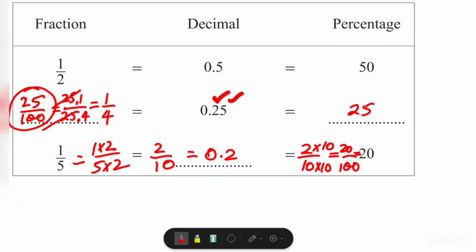But we know that its decimal form is 0.2. How can we convert? You can see from the start, 1 by 5 converted to 2 by 10, which means 0.2, and 2 by 10 can be converted to 20 by 100, multiplying just by 10 to numerator and denominator. So 20 by 100 means 20%. That was already there. So this is how we can play with numbers.